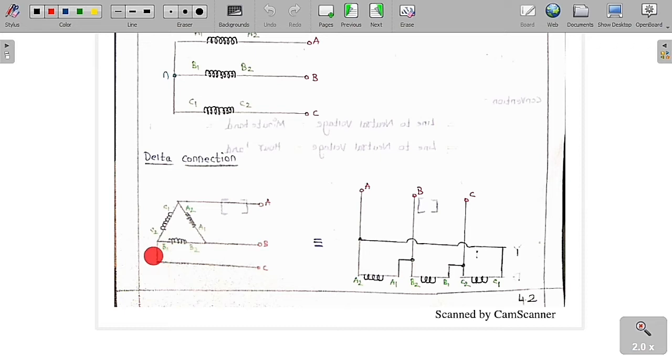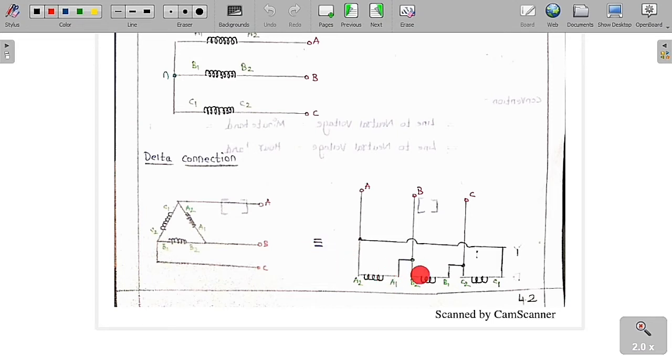And this joining point we are going to take outside and call it C. So this is called the delta connection. You can draw it in another fashion also: A to A1, B to B1, C to C1. See carefully, A1 is joined to B2, B1 is joined to C2, and C1 is joined to A2.